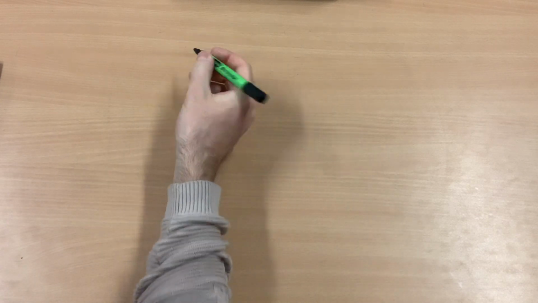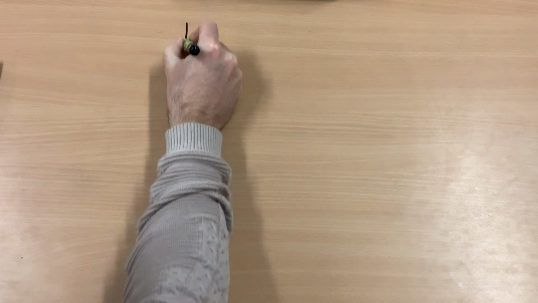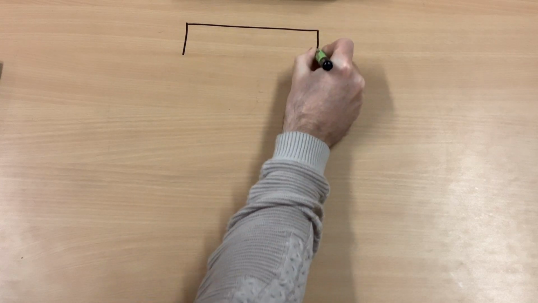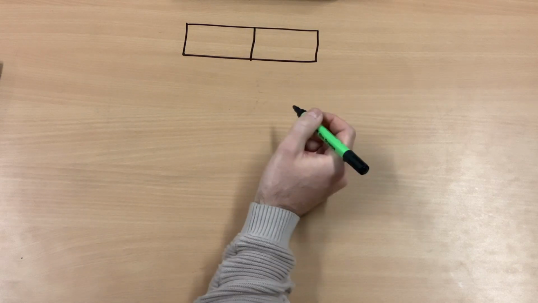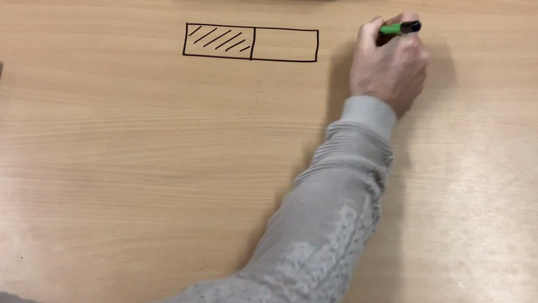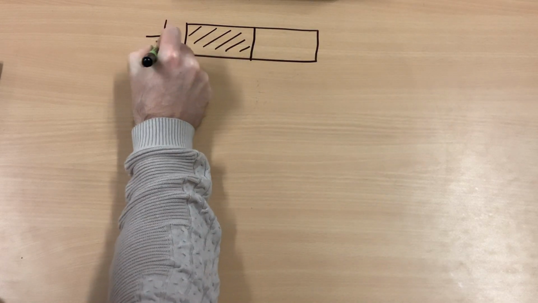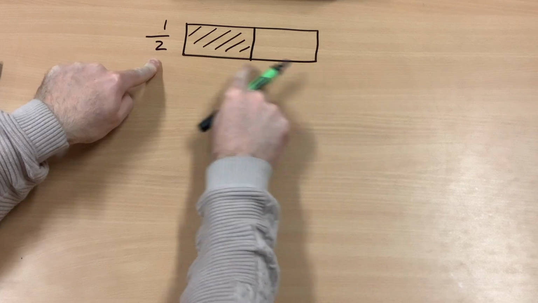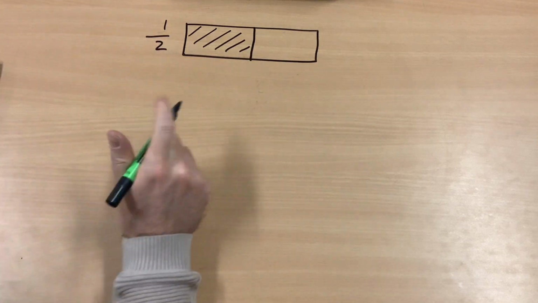So if we start by thinking about a bar, so I take a bar like this, and I split it into half, then this section here, I could say that is 1/2. There are two pieces, and one of them is coloured in, so that's a half.